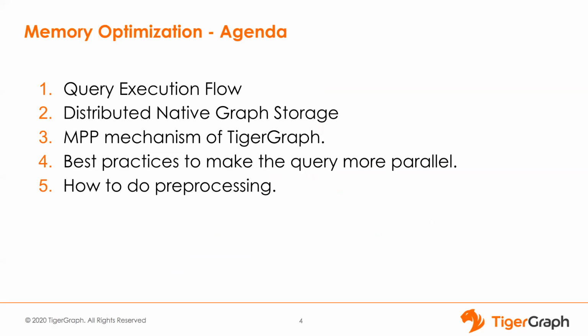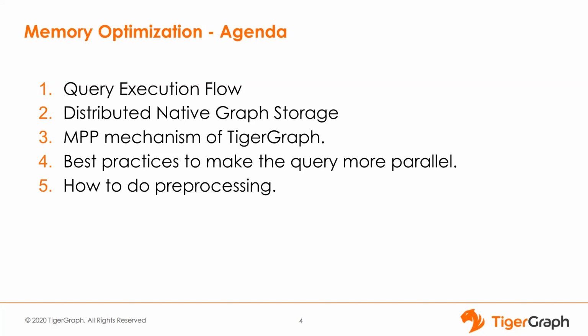So in order to talk about the parallelization of TigerGraph, we have to talk about its MPP mechanism. MPP is for massive parallel processing. But in order to understand MPP, we have to talk about the distributed native graph storage first. We have to understand the storage in order to understand the MPP mechanism. But in order to understand the storage, we have to know what the query execution flow looks like. Then we know the function of each storage component.